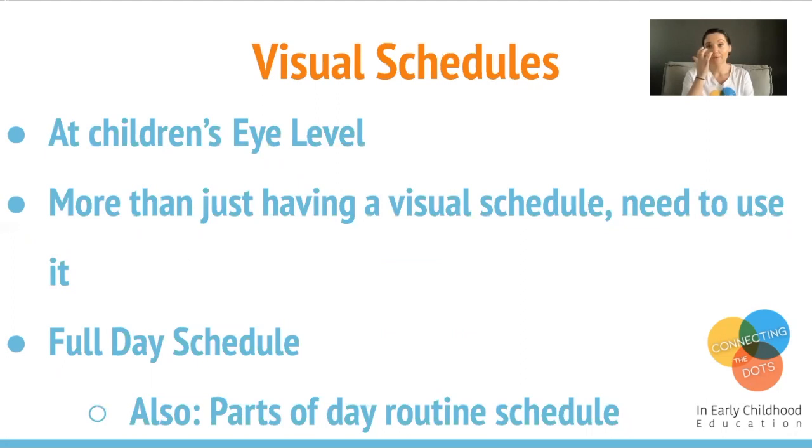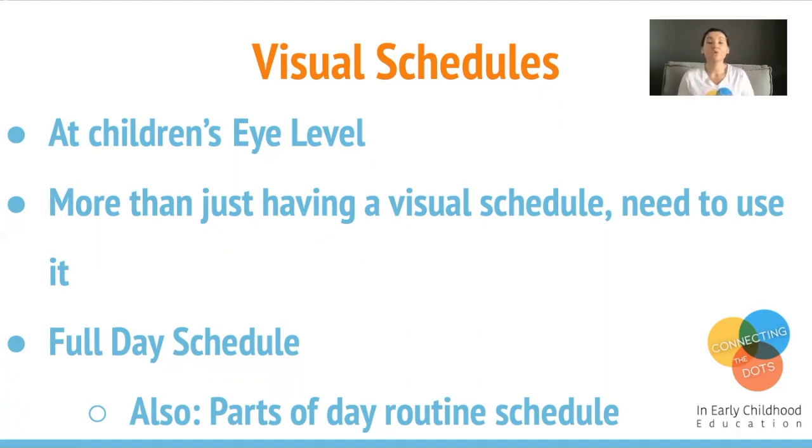My next tip is visual schedules. Visual schedules are a huge thing in the early childhood world, and I'm sure you all know that. However, let's talk a little bit more about how to use visual schedules. First of all, the visual schedule should be at the children's eye level. This means that when a child is standing, they should be able to clearly see the schedule, whether it goes from left to right or up to down. They should be able to see it, manipulate it, touch it, understand it.